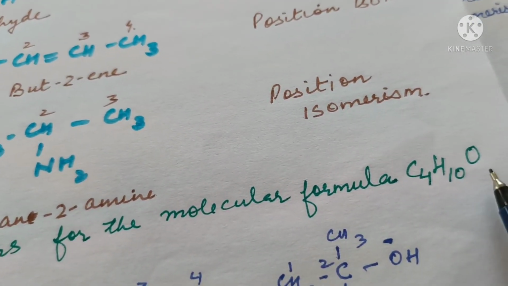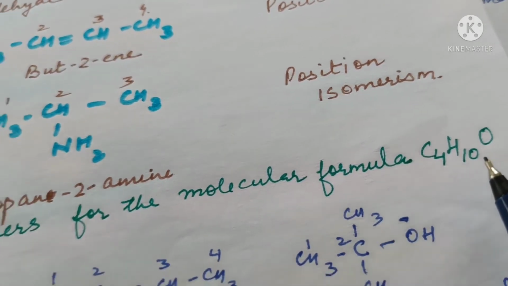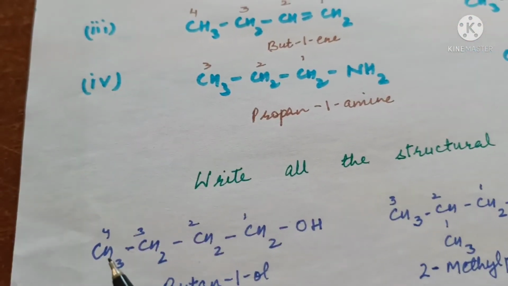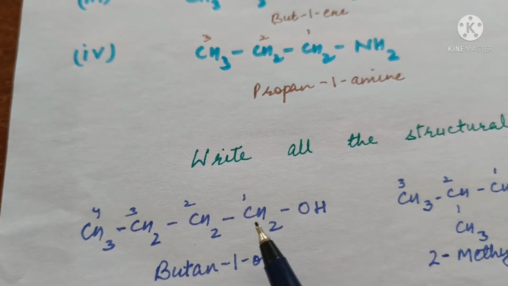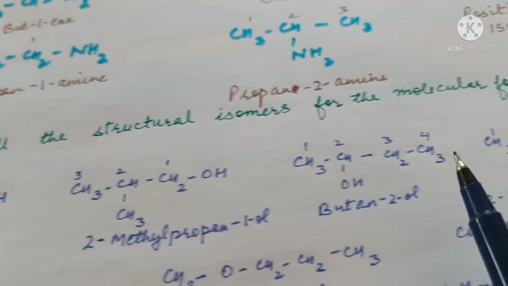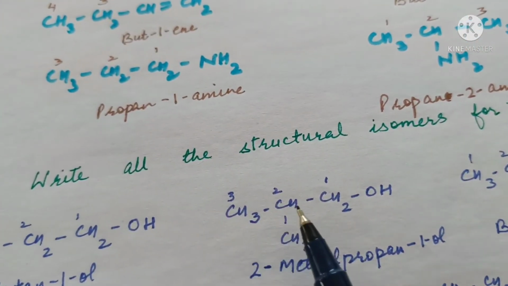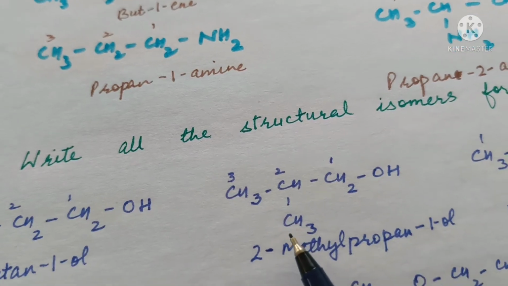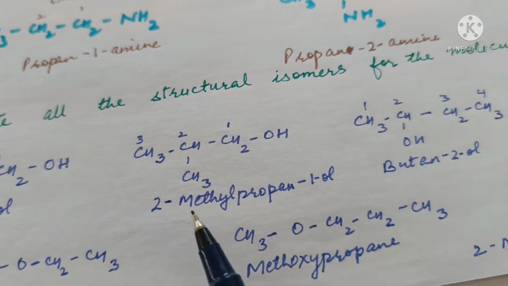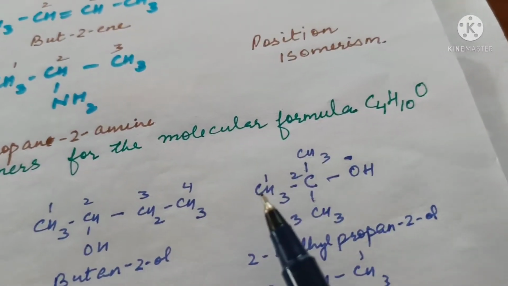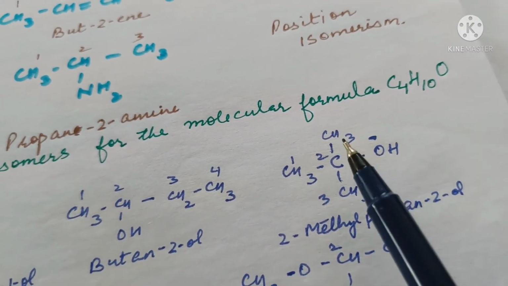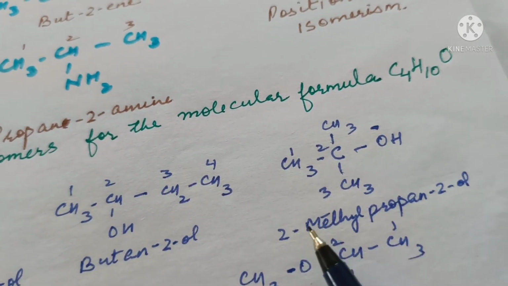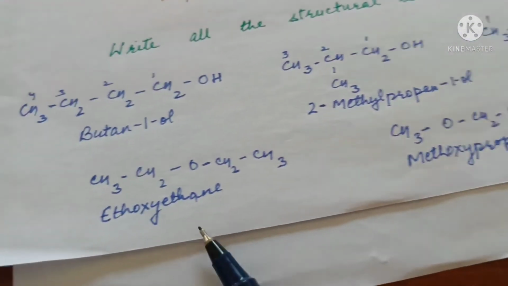So C4H10O can exist as alcohols as well as ethers. Let us find out the various structural isomers of alcohol first. So we can have a chain of 4 carbon atoms and OH attached to the first position or OH attached to the second position. Then we can have a chain of 3 carbon atoms and OH attached to the first position and a CH3 group attached to the second position. So this is 2-methylpropan-1-ol. We can also have a 3 carbon chain with a methyl group attached to the second carbon and OH also attached to the second carbon. The compound is 2-methylpropan-2-ol.